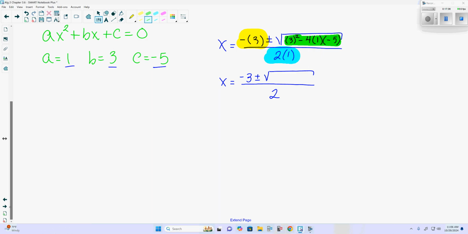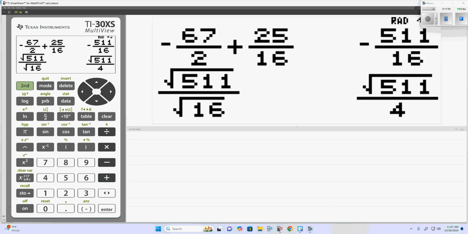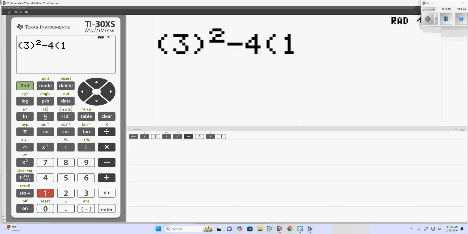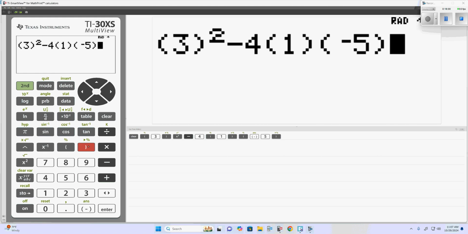The first thing I would do is what's inside that radical. Both calculators will work it nicely, because we have 3 squared minus 4 times 1 times -5. Apparently I didn't open up the calculator app yet, so I'm going to do that now. At this point, I would type all that in the calculator, let it do it for us. Parentheses 3 squared minus 4 times 1 times -5. I would type it in exactly as we have it. It tells us it is 29.